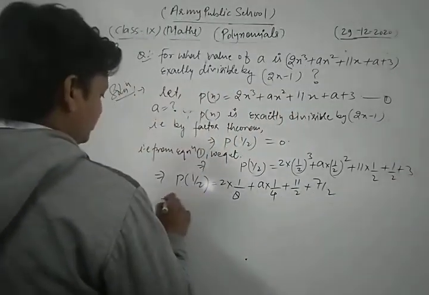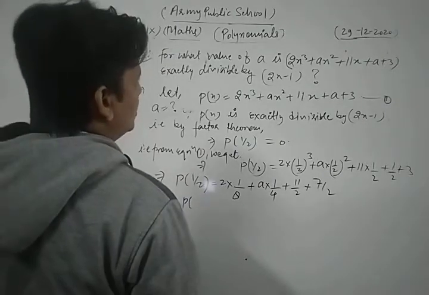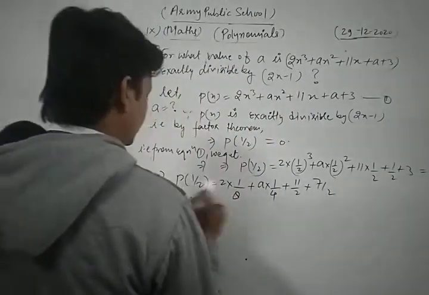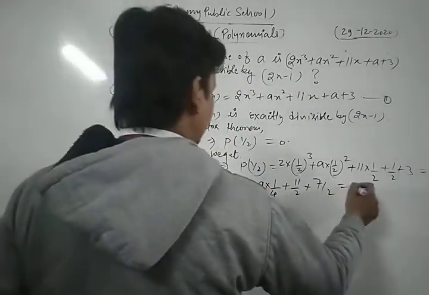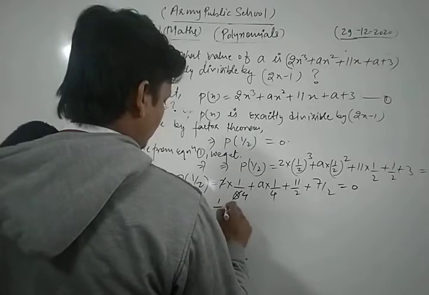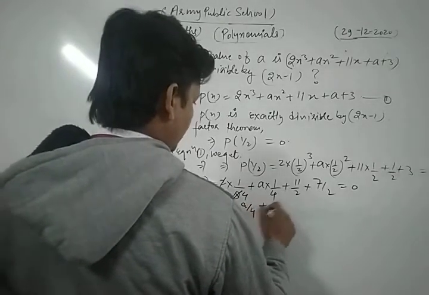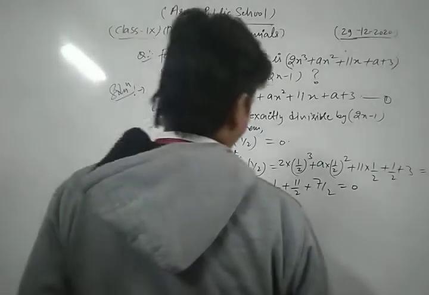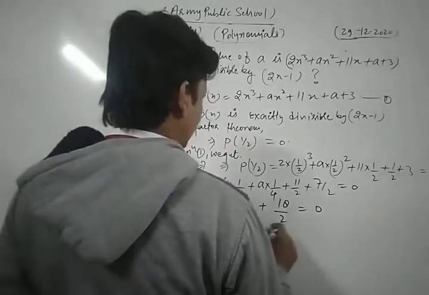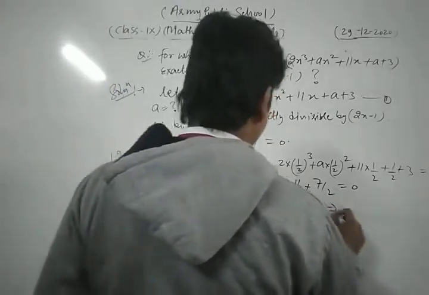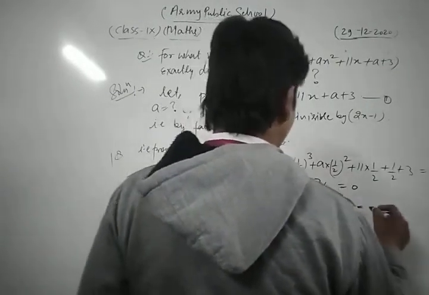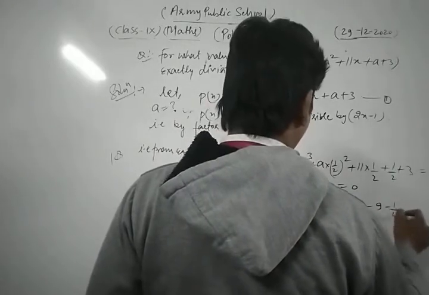We take this value must be equal to 0. So we get 1 by 4 plus a by 4 plus 18 by 2 equals 0. That is 1 by 4 plus a by 4 plus 9 equals 0. So a by 4 equals, transferring 9 and 1 by 4 to that side, minus 9 minus 1 by 4.